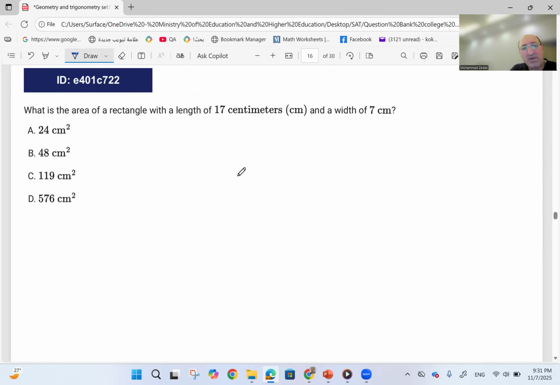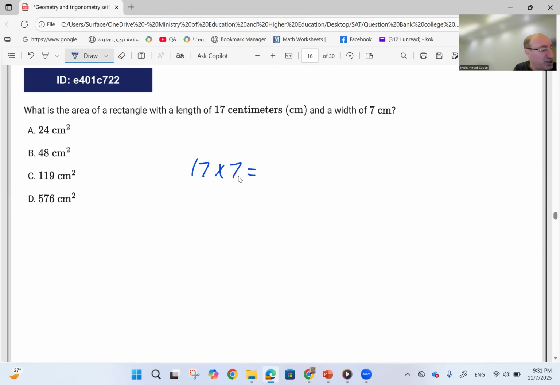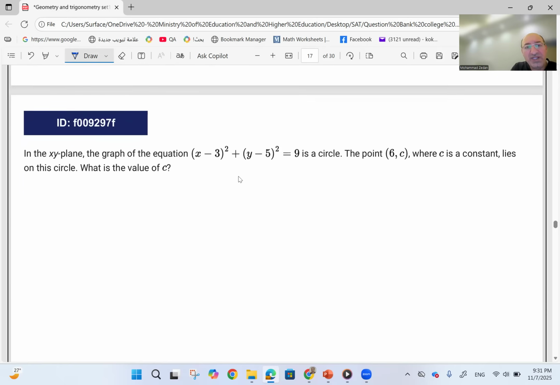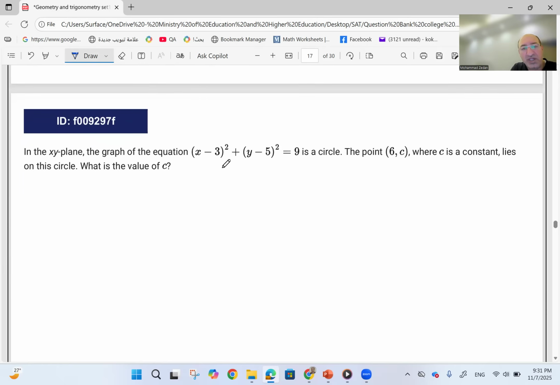What's the area of the triangle with a length of 17 centimeters and a width of 7? Just multiply 17 times 7 and pick the answer. Question number 16, the answer is C, 119 square centimeters. Question 17, the equation of a circle again, and the point is 6 and C, where C is a constant, lies on the circle. What is the value of C?